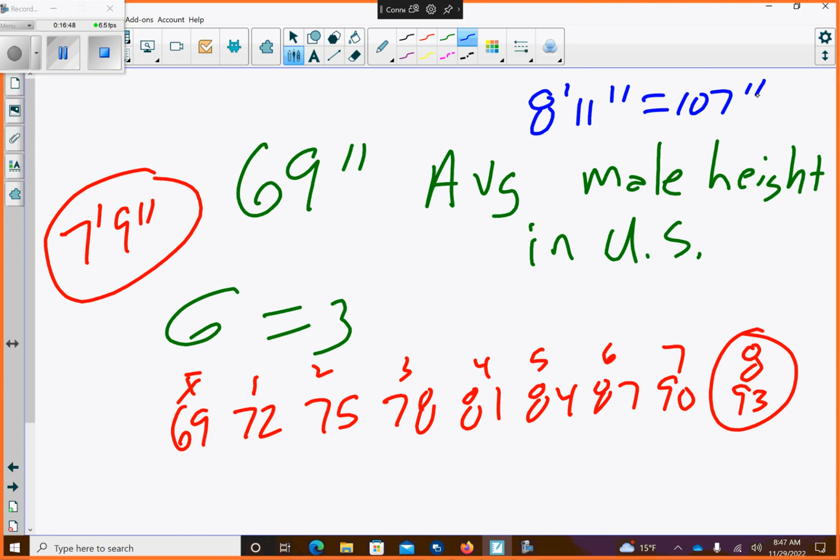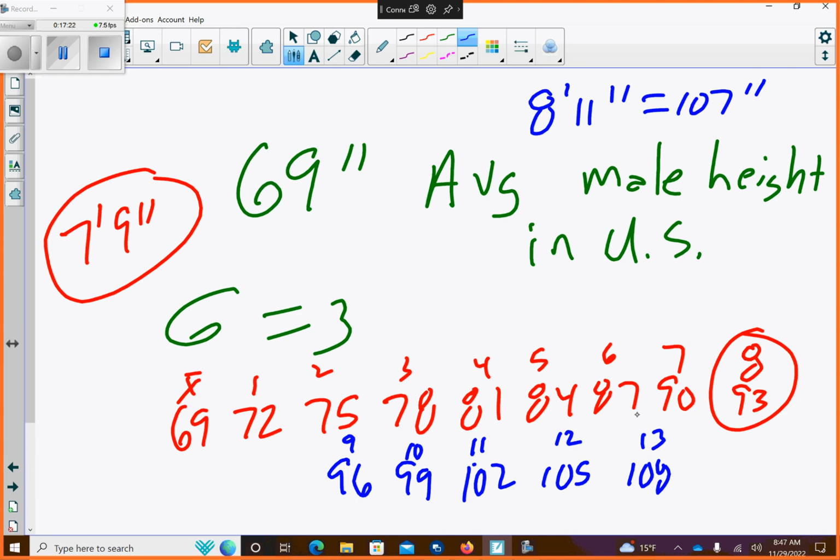All right, so let's go. Keep going. So 96 is 9. 99 is 10. 102 is 11. 105 is 12. And 108 is 13. So this person is between 12 and 13 standard deviations above the average height. So if we thought 8 standard deviations was a really small percent, 13 standard deviations is ridiculous. It's like it should not have happened, but it did.